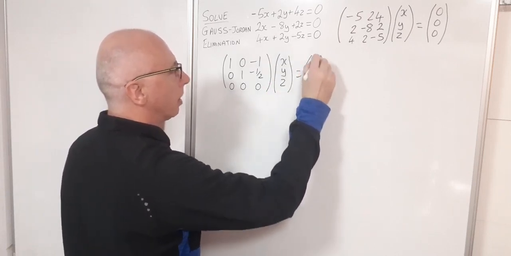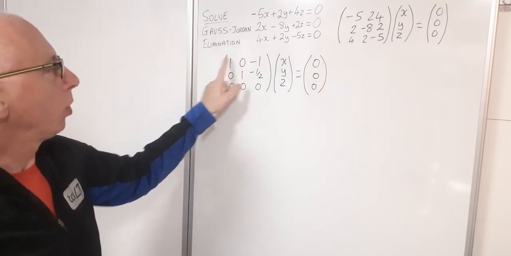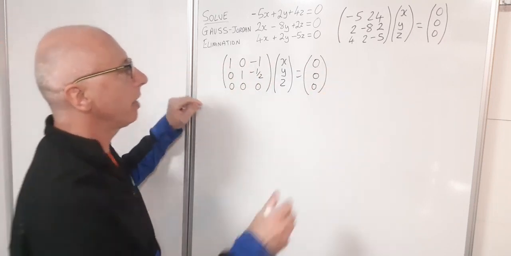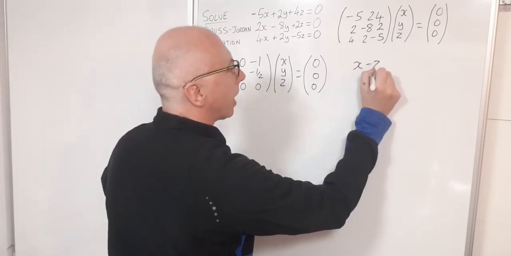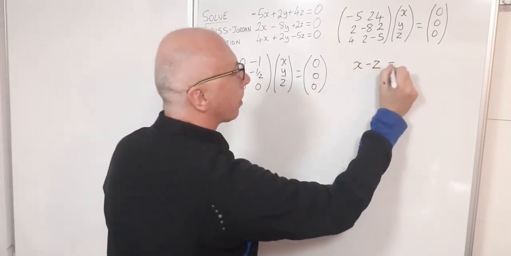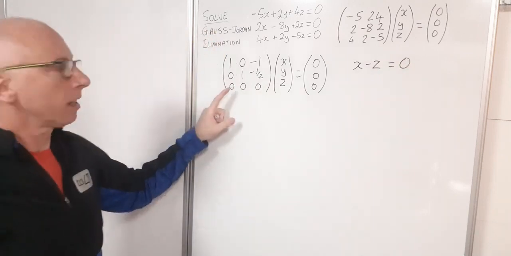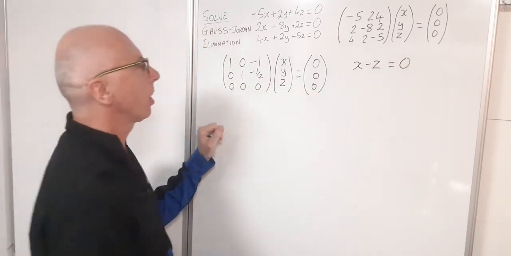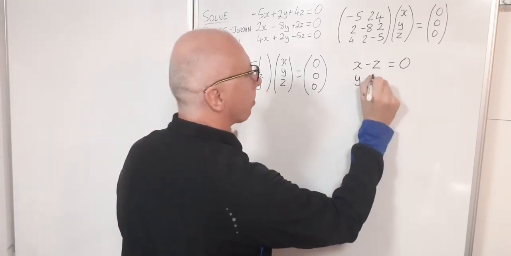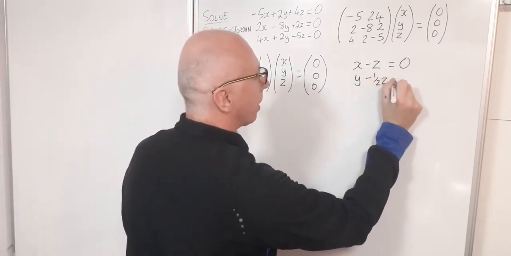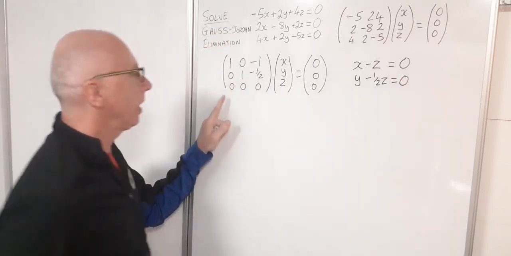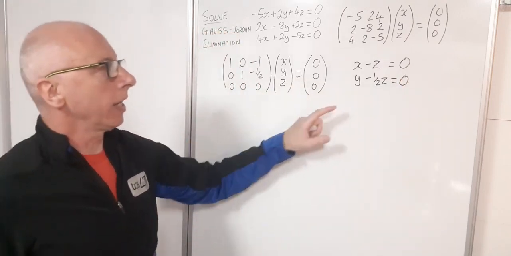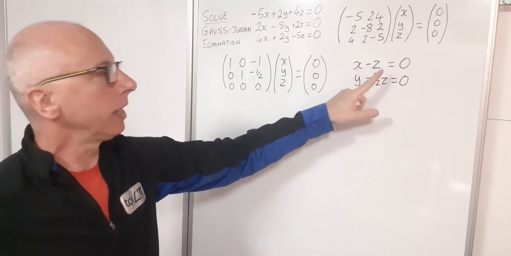So now, multiplying across using matrix multiplication rules, we've got 1x minus z. So x minus z is going to be equal to 0. Second row, I've got y minus a half z. That also equals 0. And here I've got all zeros, so I can eliminate that line. I don't need it. Okay, let's manipulate these a little bit.